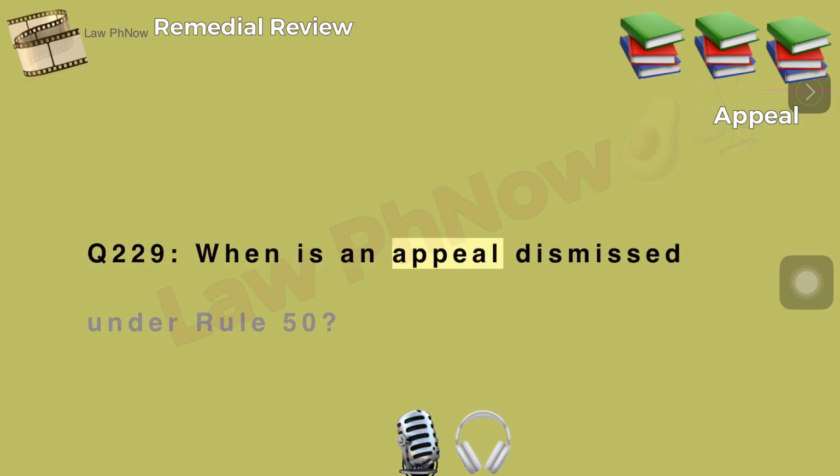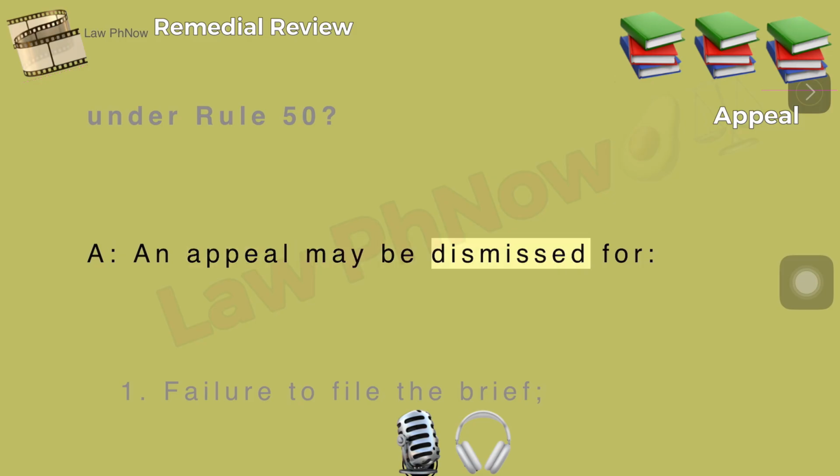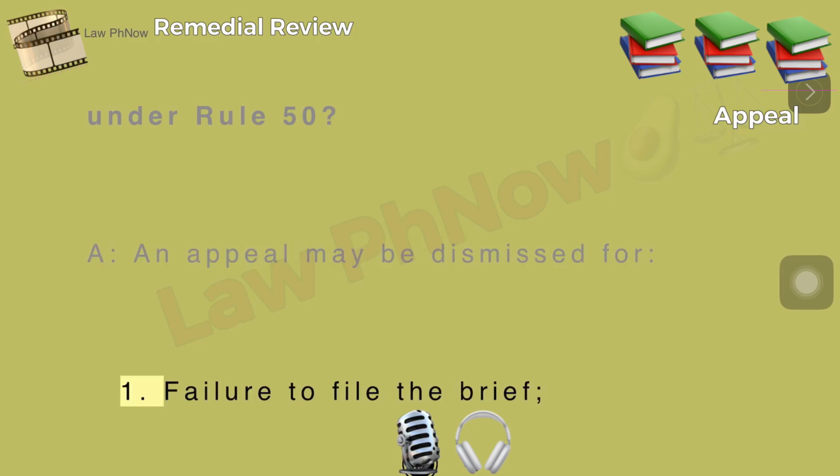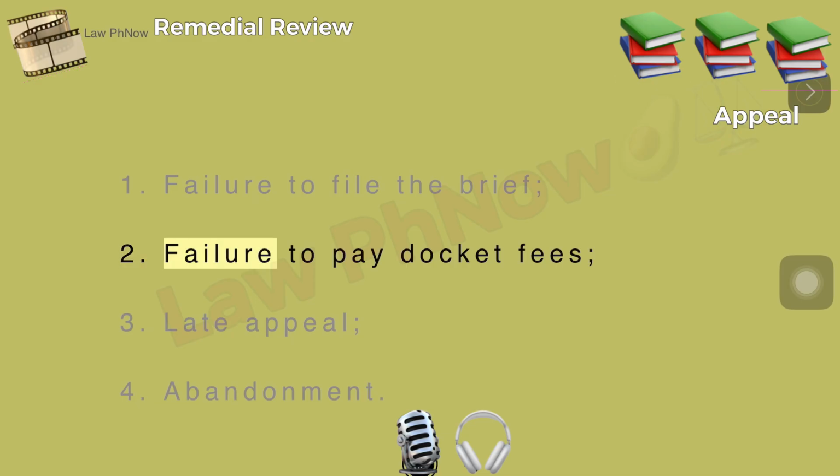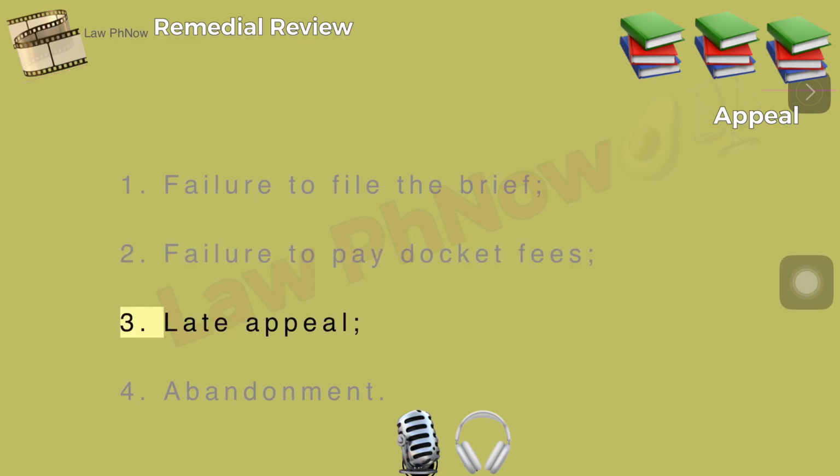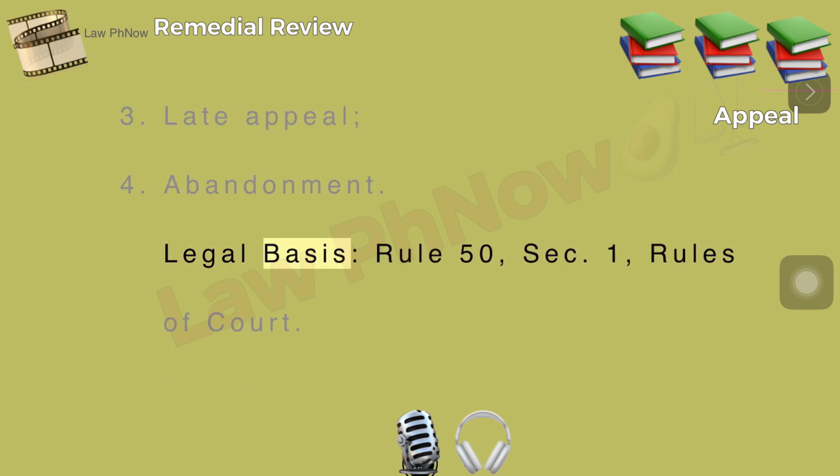Q229. When is an appeal dismissed under Rule 50? A. An appeal may be dismissed for: 1. Failure to file the brief. 2. Failure to pay docket fees. 3. Late appeal. 4. Abandonment. Legal basis, Rule 50, Section 1, Rules of Court.